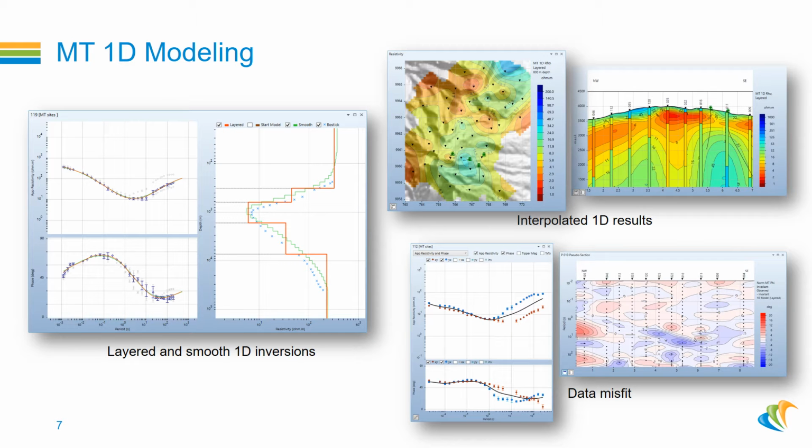With the 1D MT modeling tools, users will be able to calculate layered and smooth 1D models for their MT data, and modeling results can be reviewed in map and along sections. Data misfit can be analyzed station by station in sounding mode, or in section and maps generating normalized plots that allow for comparison between observed and calculated data.